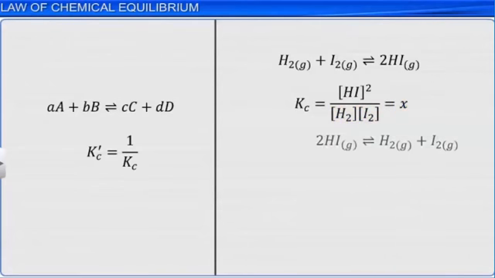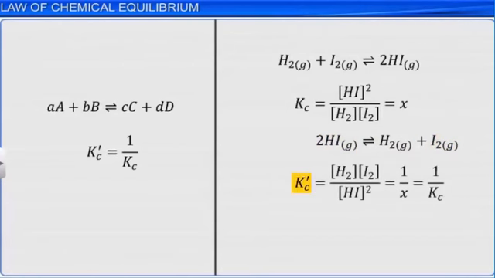Now, the equilibrium constant for the reverse reaction, hydrogen iodide disintegrating to form hydrogen and iodine, is written as K'c is equal to the product of the concentration of hydrogen and iodine divided by the concentration of hydrogen iodide raised to the power of 2. Now, this is nothing but the reciprocal of x, which is equal to 1 by Kc. Thus, the equilibrium constant for the backward reaction is the reciprocal of the equilibrium constant for the forward reaction, Kc.